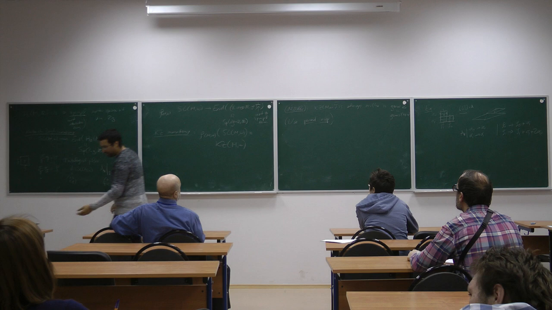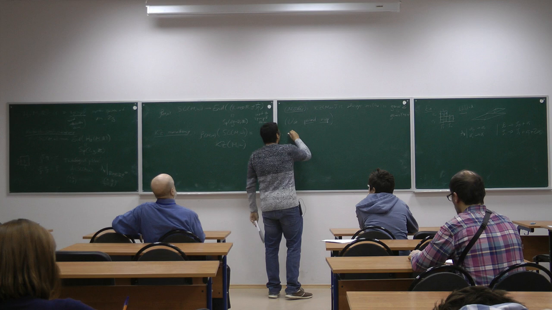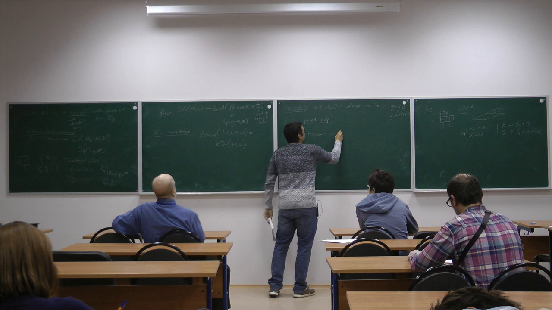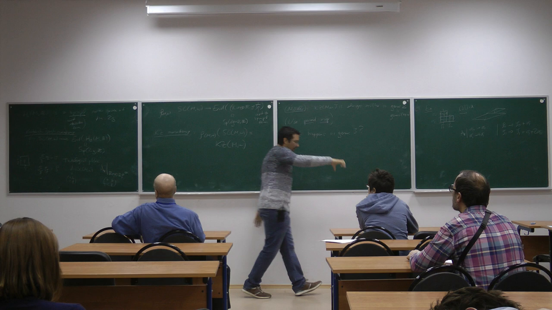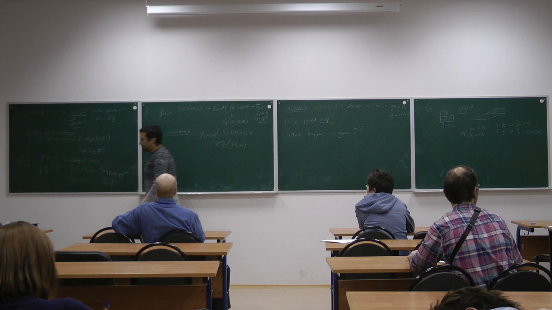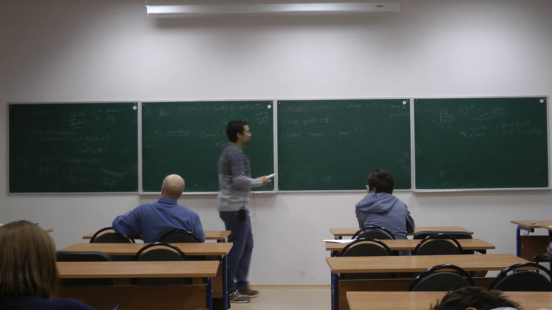So the question is really interesting. What happens in genus 3? Because now in genus 3 you don't have this argument. I mean, you have an abelian variety of dimension 4 sitting in this big thing of dimension 6, so you don't have these easy maps. And so this question is what I'm going to try to answer.